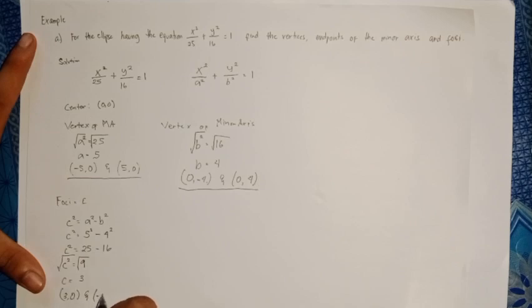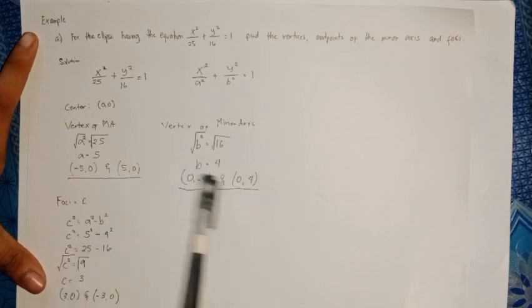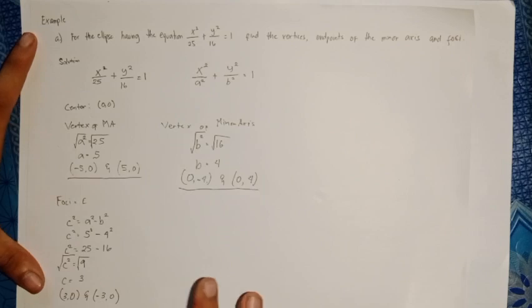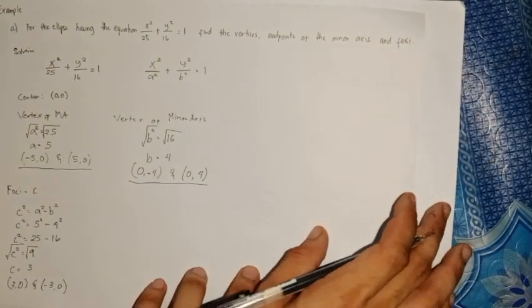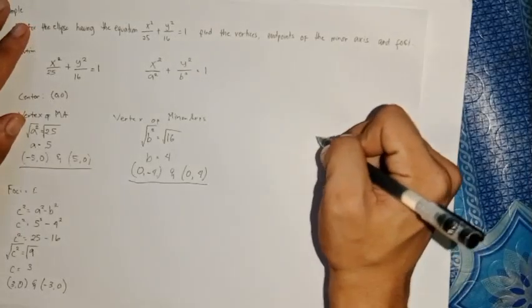Since we have identified the foci, the vertices of the minor axis and the major axis, and the center, we can now graph the ellipse. So to graph this ellipse, first we make a Cartesian plane.